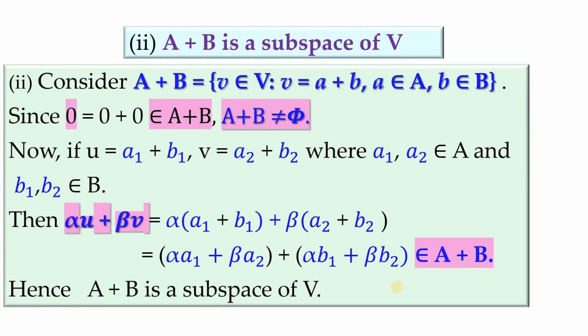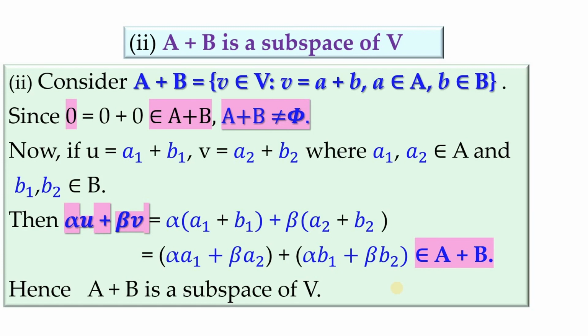Therefore A intersection B is a subspace of V. Now in the case of A plus B, we first notice that A plus B is the collection of all elements of the form small a plus small b, where small a ranges over capital A and small b ranges over capital B. Now since 0, which we can write as 0 plus 0, and 0 is a member of capital A, 0 is also a member of capital B, we see that A plus B is a non-empty subset of V.